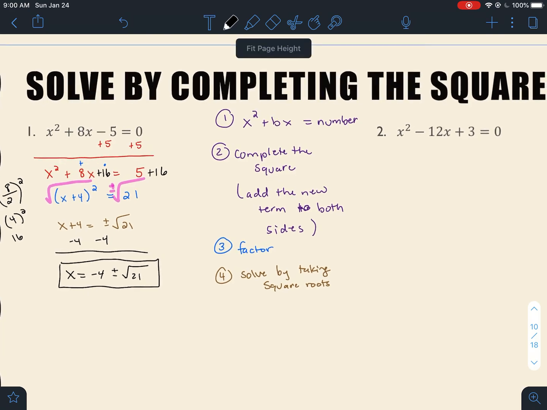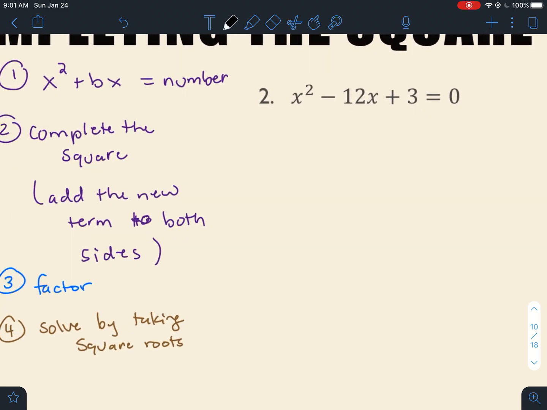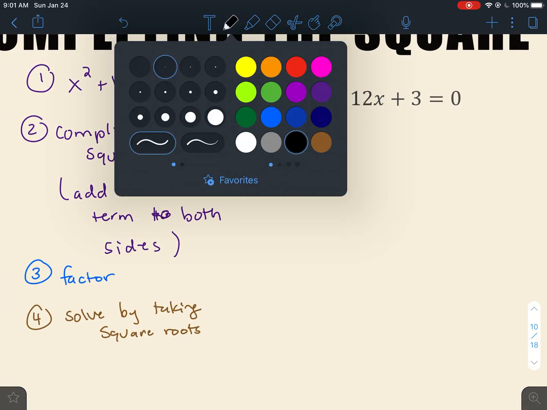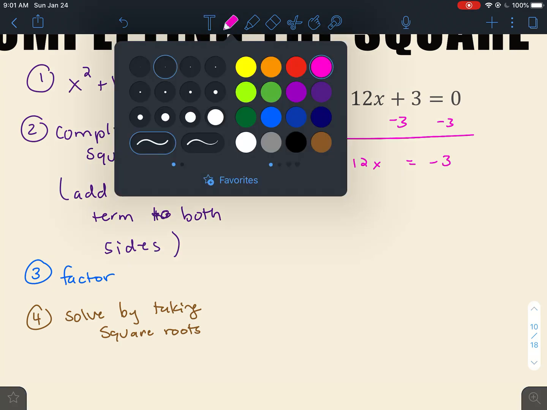So let's look at another example. X squared minus 12x plus 3 is equal to 0. So again, to solve by completing the square, the first step that we're going to do is we're going to get the x squared minus 12x on one side. So I'm going to subtract the 3 from both sides. And I get x squared minus 12x equals negative 3. And then I have to complete the square.